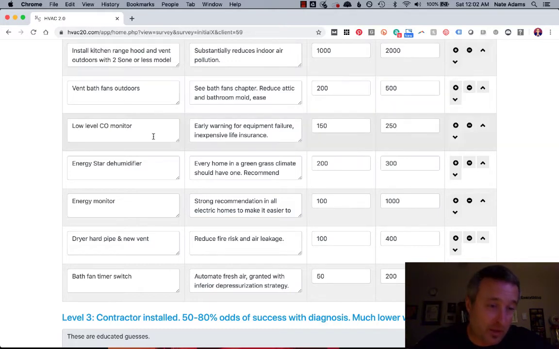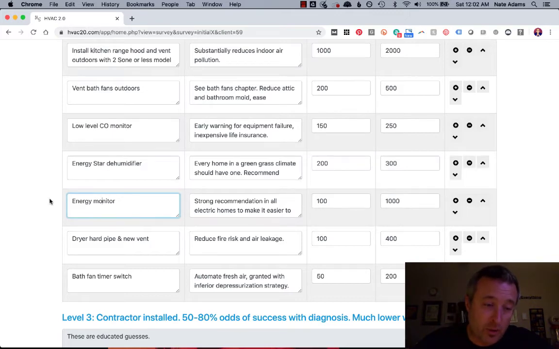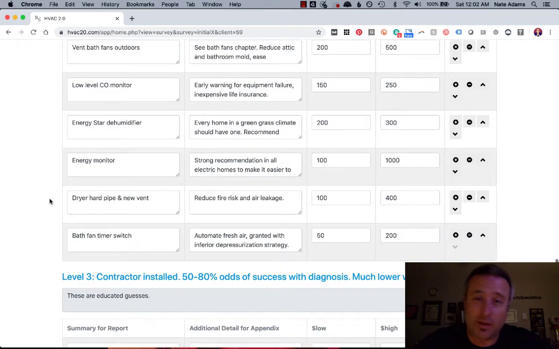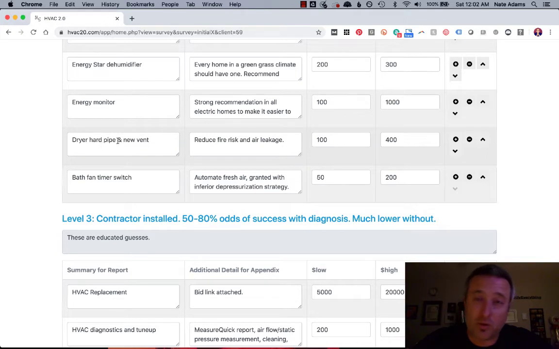So venting bath fans outdoors, low-level carbon monoxide monitors. If they don't have a dehumidifier, particularly in a climate like where I live, where our spring, summer, fall is pretty humid, and we have basements, every basement should have a dehu running. Energy monitor, if they're geeky or like they've got crazy bills and you don't know where they are, you can recommend that. Maybe they need to hard pipe the dryer if they've got something sketchy and you notice it.